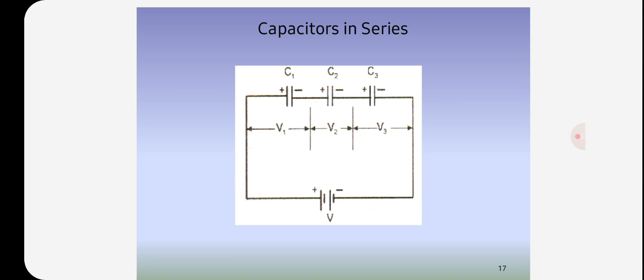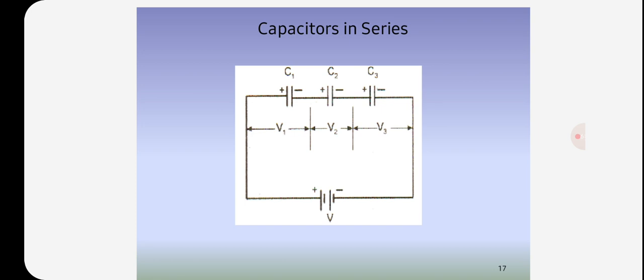Practical circuits contain very complicated combinations of capacitors. For analyzing such complicated circuits, it is necessary to reduce the circuits to simplified forms. The technique of reducing complex circuits to simple form is known as simplification technique. Capacitors can be connected either in series or parallel in electric and electronic circuits.